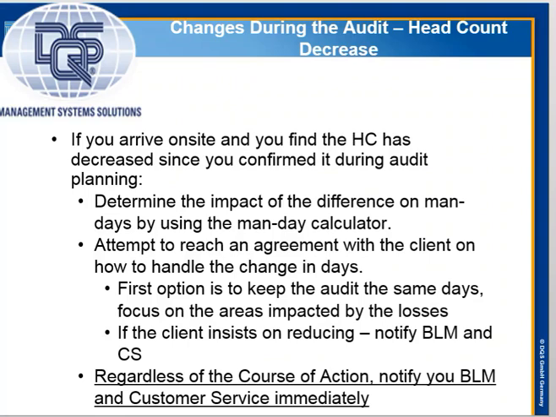One thing you could do is focus on the areas that were impacted by the losses of personnel. Frequently, they will have quality system problems if resources have become a problem due to downsizing. If the client insists on reducing the number of days, you need to let the BLM and CS know. Again, in both cases, your primary course of action, after you've confirmed the impact, if there is an impact, is to let the BLM and CS know.